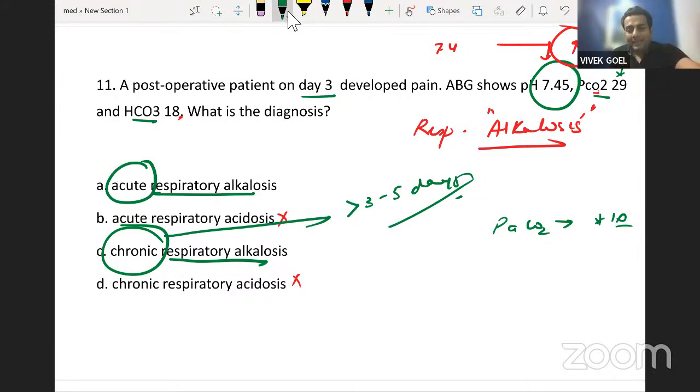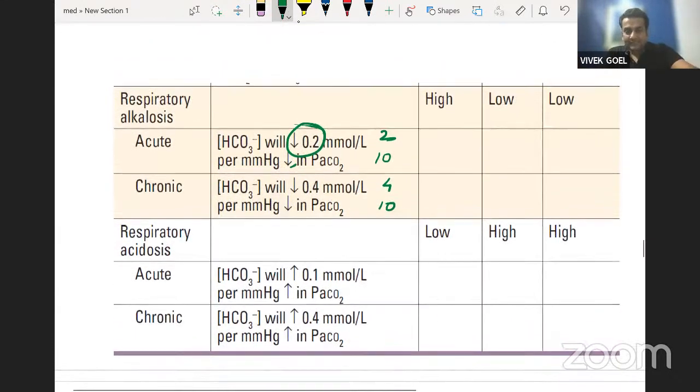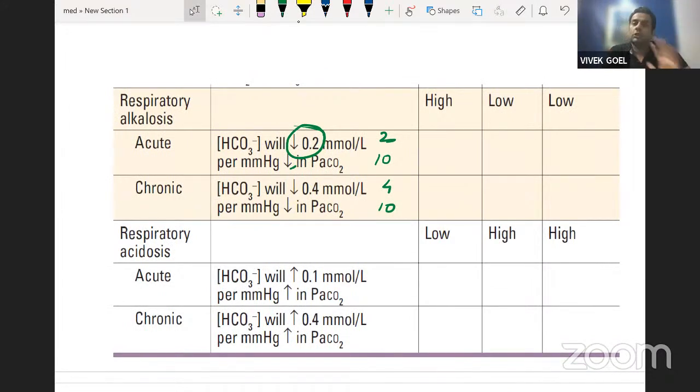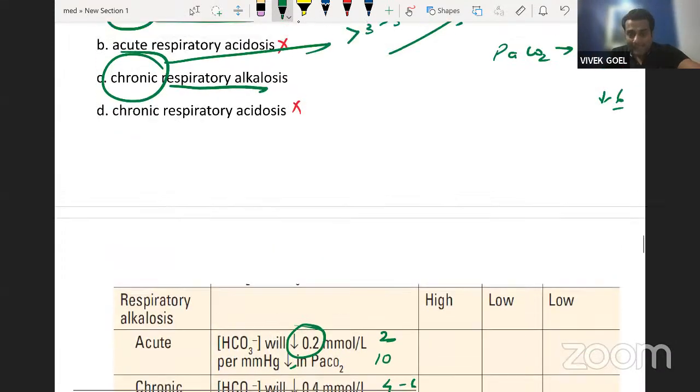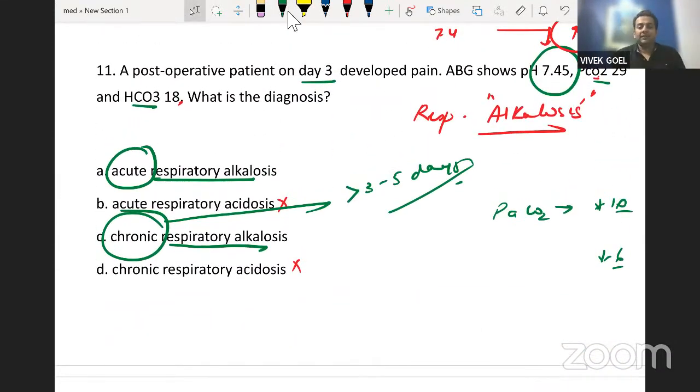Now, how much has the bicarb decreased by? From 24, it has come down to 18, so it has come down by 6. If it was an acute disorder, then for a fall of 10, it should have decreased only by 2. So the bicarb should have been around 22, but it is 18. Now, Harrison says this ratio is 4, but some nephrology books say 5 to 6 also. So if you take that into account, if I may consider 4 to 6, then according to the compensation, the question goes more in favor of chronicity.